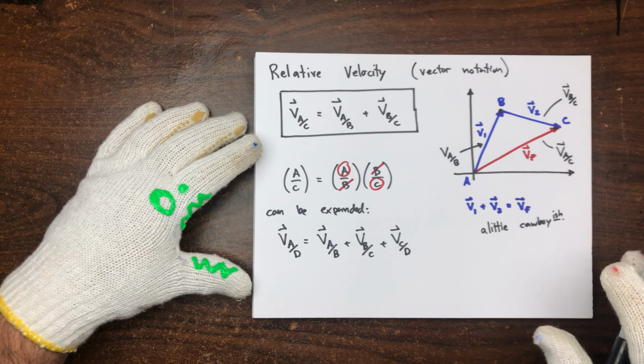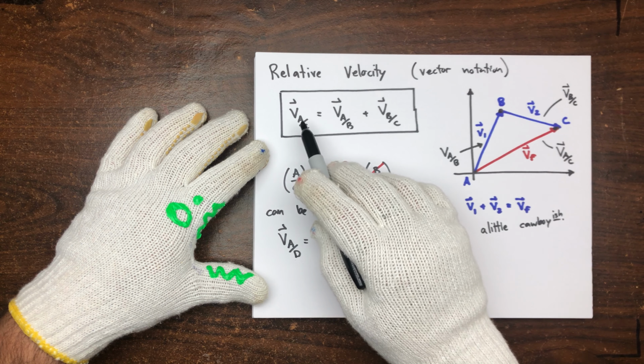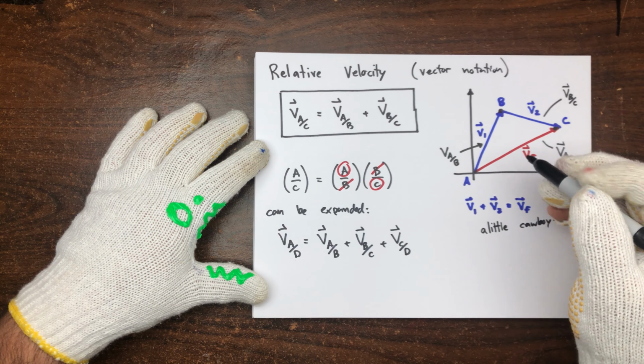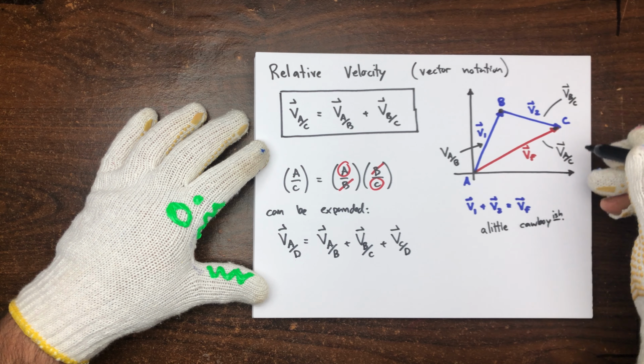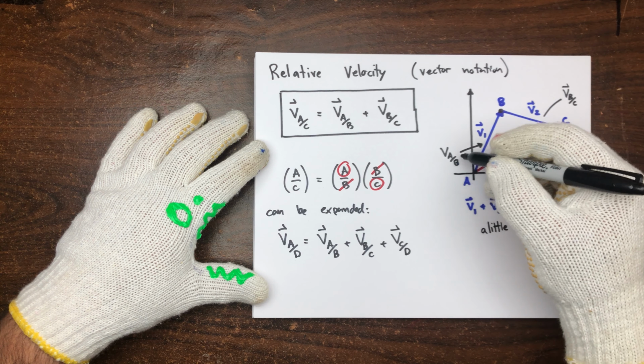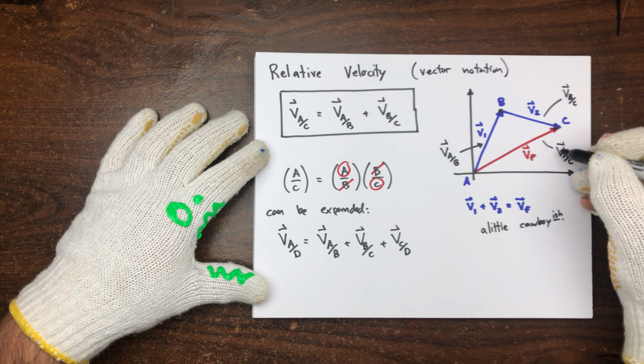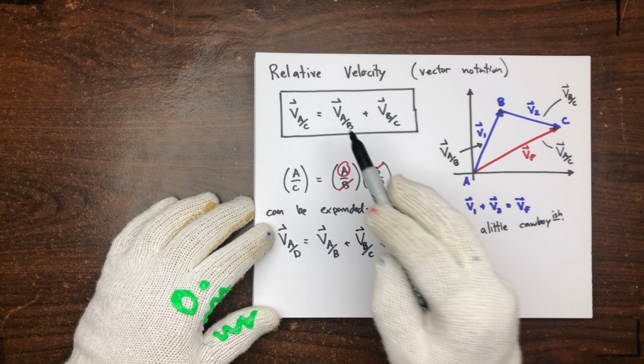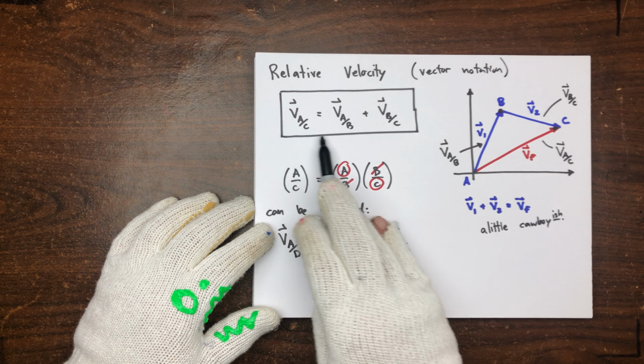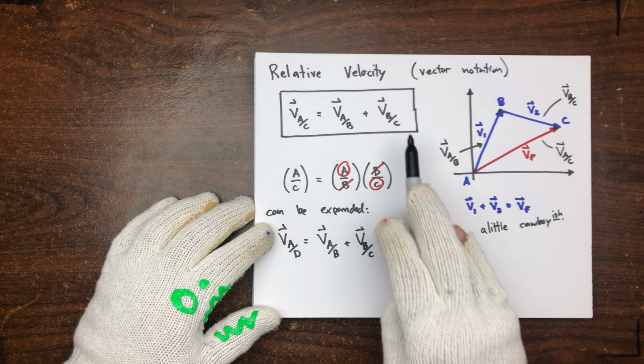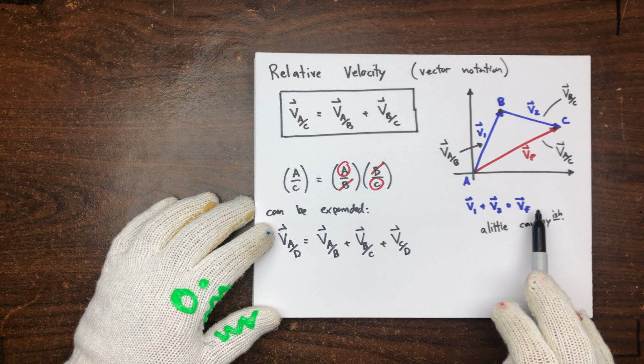We'll see some examples coming up shortly where instead of saying A and C and B, we talk about boats and water and ground and velocities, vectors relative to other things. Okay, so this is just a formal way, vector notation, a formal way of writing vectors instead of just labeling them 1, 2, and final.